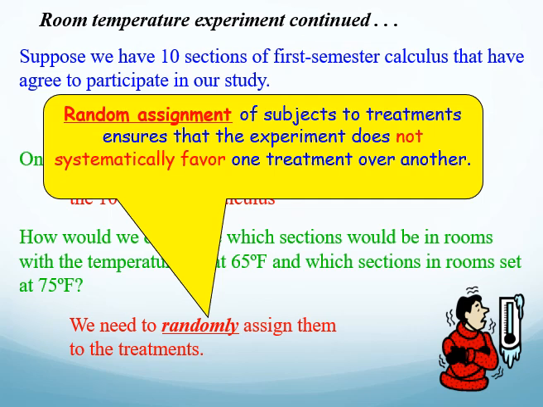Random assignment is really important. It ensures that we don't have systematic favoring. If you ask the kids and they all say, I like a cold room, you can't do that. You can't let the kids or the professor decide what temperature the room is going to be. You have to set that.